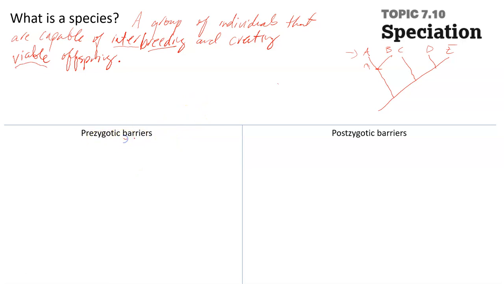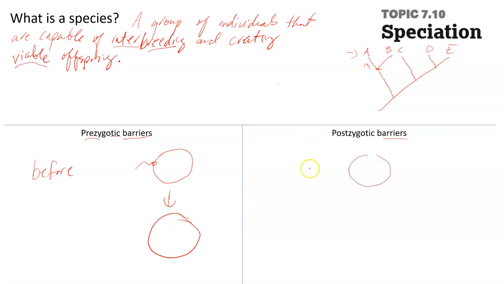So we have these barriers. We have prezygotic barriers and postzygotic barriers. So prezygotic barriers take place before the zygote, right? Before the sperm-egg union here, right? So before the zygote forms, you have your egg developing. You have a full organism. The prezygotic barriers occur before this. Postzygotic barriers occur after this.